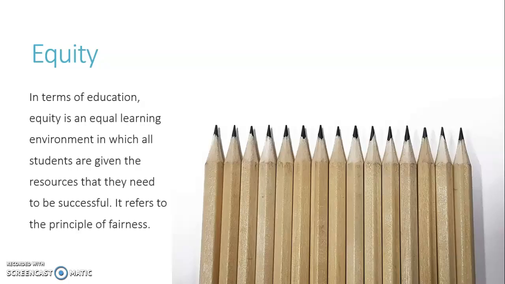So first, let's begin with equity. In terms of education, equity is an equal learning environment in which all students are given the resources that they need to be successful. It refers to the principle of fairness. And what may be fair for one student may not necessarily be fair for another. So while students are given access to the same resources in a classroom with equity, it may look different and not appear equal, but it is because it's based off of student needs.